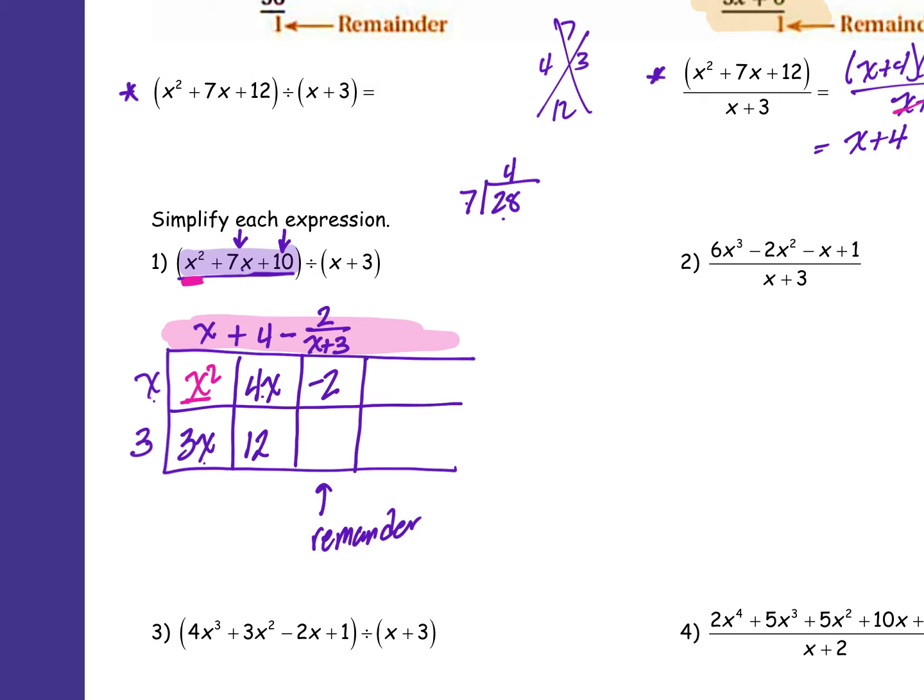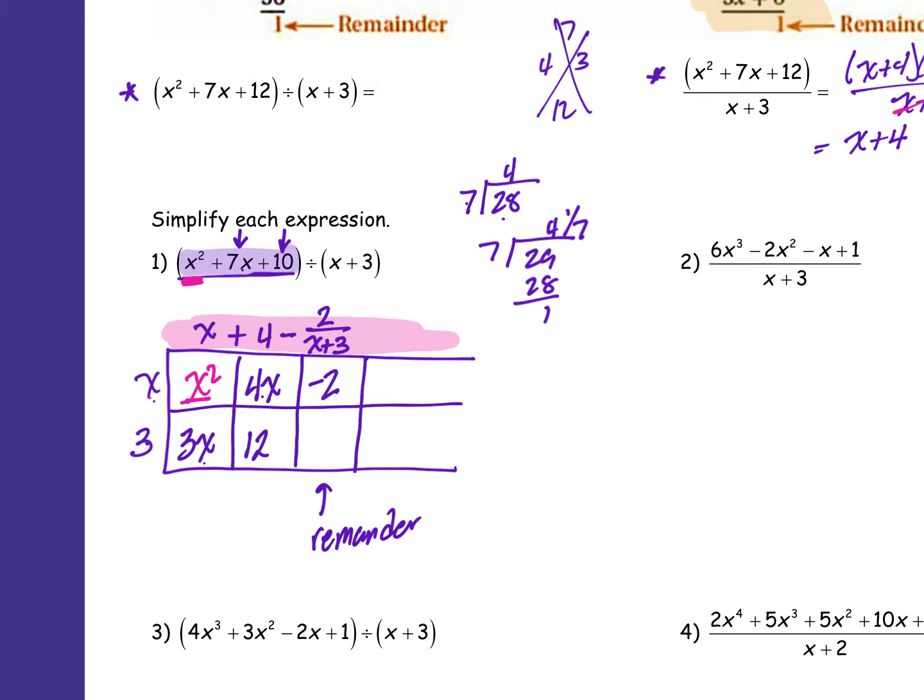Just like if I had 29 divided by 7 is 4, with a remainder of 1, I could write that as 4 and 1/7. I'm going to write it the same way. Negative 2 divided by whatever I'm dividing by, in this case x plus 3. Okay, does that make sense? And that's how we divide using the box method. So much easier than doing long division. Trust me.